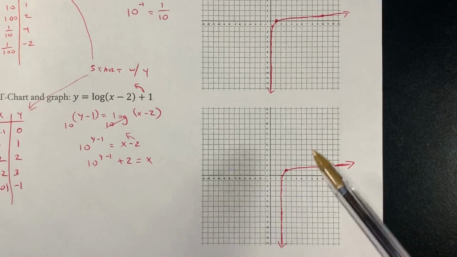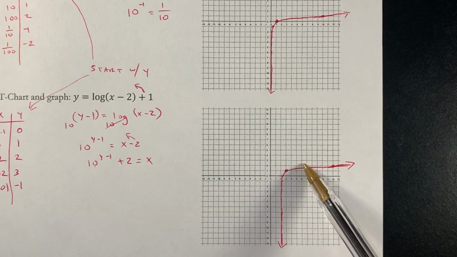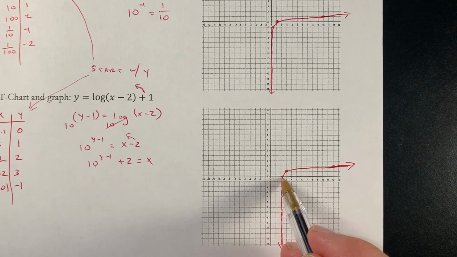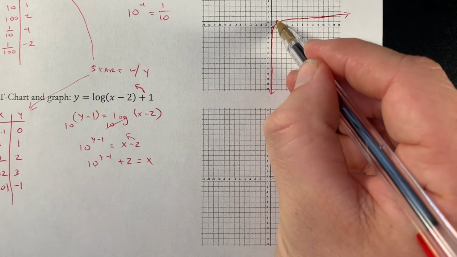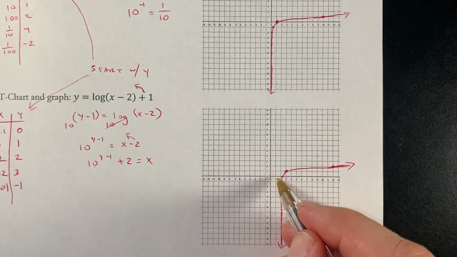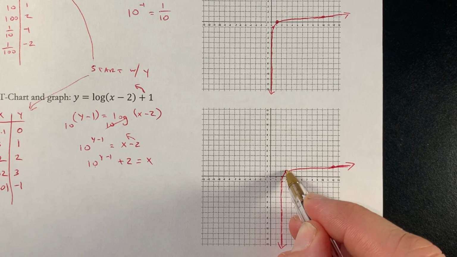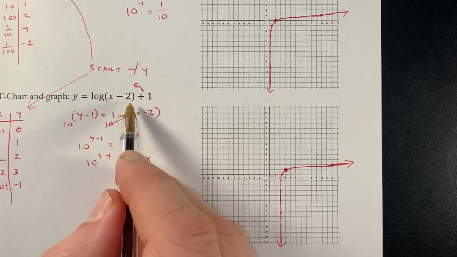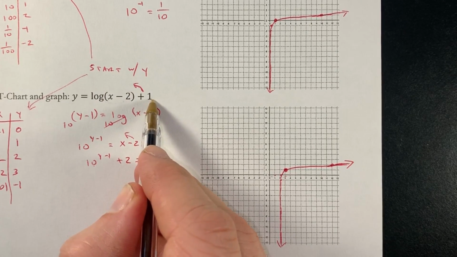Now notice these two graphs are very similar, but what actually happened, what the difference is, this one is shifted 2 units to the right and 1 unit up. Notice we had a point of 1, 0. If I look at that point 1, 0 and then go 2 to the right and up 1, I've got my starting point here. So this minus 2 inside the logarithm told me go 2 to the right, and this plus 1 told me go up 1.